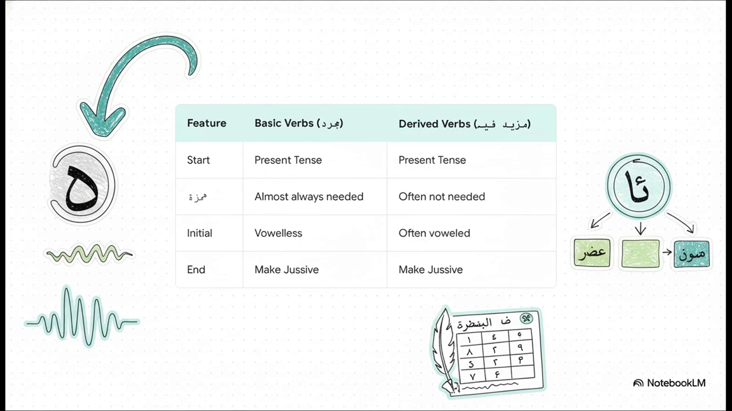Look, the start and the end, the first step and the last step, they're the same for both. But the real difference, the crucial part, is right there in the middle. For your basic verbs, you almost always need that helping hamza. But for the derived verbs, a lot of the time, you don't need it at all. And that just simplifies the whole thing.